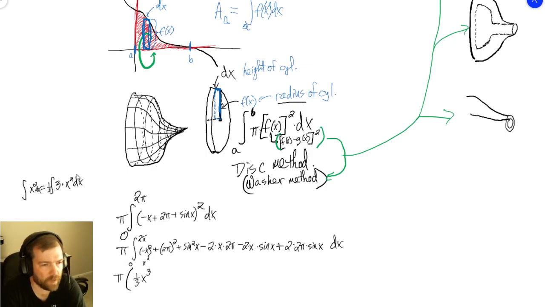So this is going to be a 1/3 x to the third plus a constant, and this is going to be 4 pi squared times x. Alright, plus, this is going to be the slightly harder one. Actually it's not that hard, but sine squared of x. You don't have anything that you can make into a dx term here.